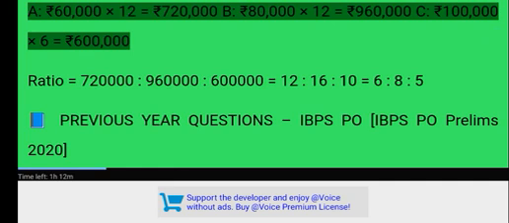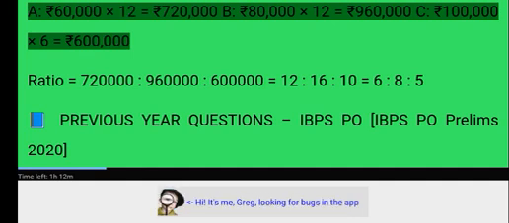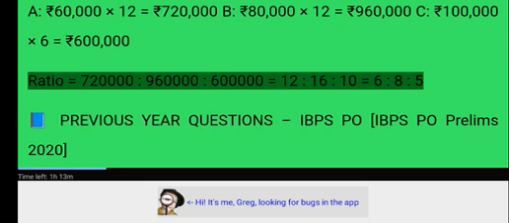A: 60,000 rupees times 12 equals 720,000 rupees. B: 80,000 rupees times 12 equals 960,000 rupees. C: 100,000 rupees times 6 equals 600,000 rupees. Ratio equals 720,000 : 960,000 : 600,000 equals 12 : 16 : 10 equals 6 : 8 : 5.